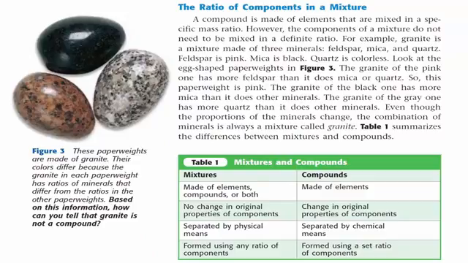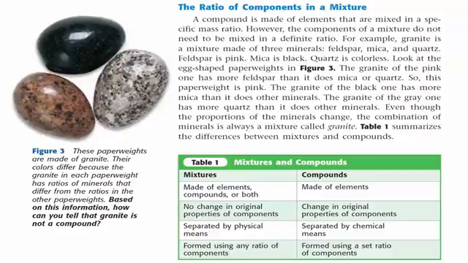The ratio of components in a mixture. A compound is made of elements that are mixed in a specific mass ratio. However, the components of a mixture do not need to be mixed in a definite ratio. For example, granite is a mixture made of 3 minerals: feldspar, mica, and quartz. Feldspar is pink. Mica is black. Quartz is colorless. Look at the egg-shaped paperweights in Figure 3.